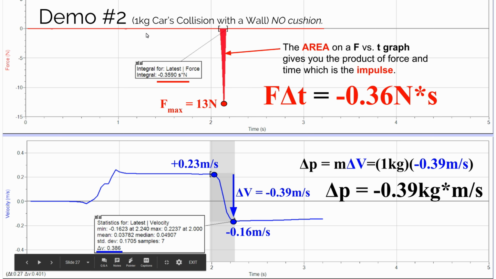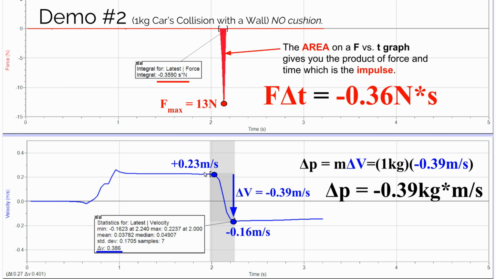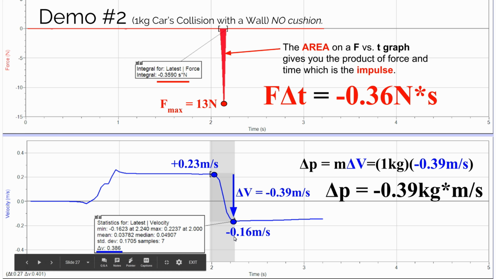So we can see that the cart, it wasn't traveling nearly as fast initially. It was moving 0.23 meters per second. And when it came off of the wall, it was moving to the left at negative 0.16 meters per second. So its change in velocity wasn't quite as big. But look at our force versus time graph.